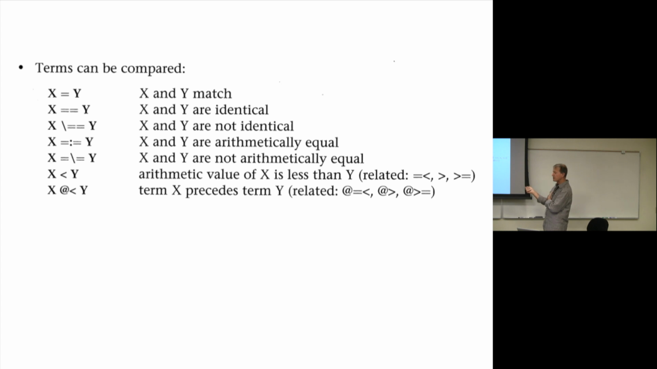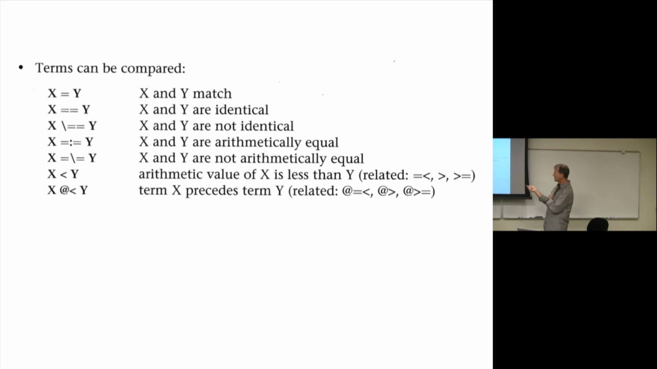And then if you want to compare arithmetic values, it's x equals colon equals y. So this x and y are arithmetically equal, so that we can compare numbers. This is how we compare numbers, with the equals colon equals. And then x and y are not arithmetically equal is equals bash equals y.